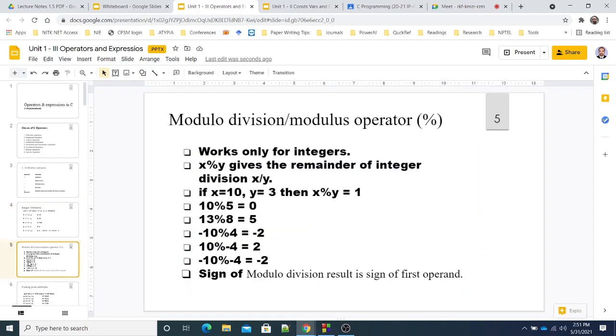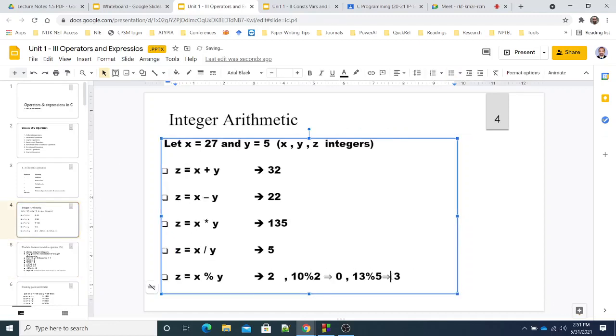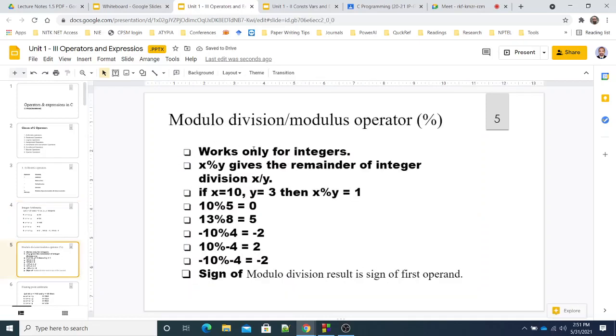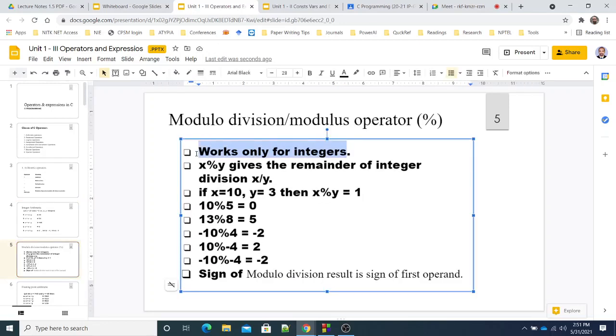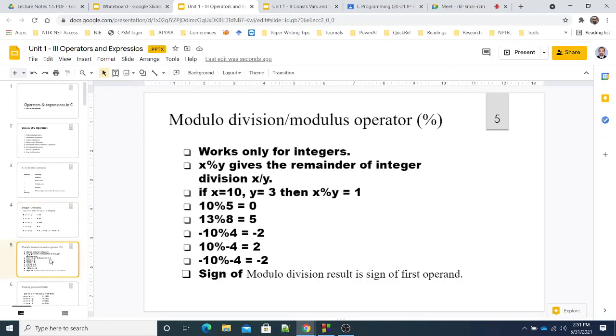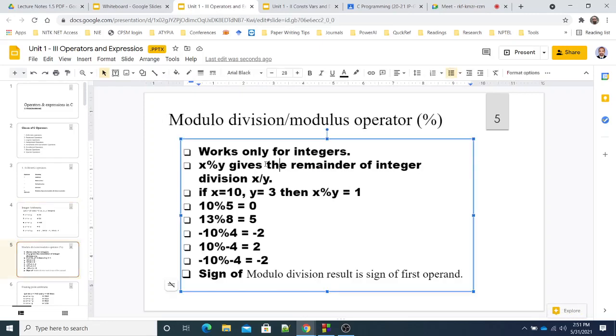We have some more examples here. Let this be there. Next time when I teach, I can ask it as a question only. So for this modulo division, some properties are there. In C, it works only for integers. That means both operands x and y should be integers, not real numbers or floating point numbers. Then x mod y gives the remainder of integer division x divided by y.